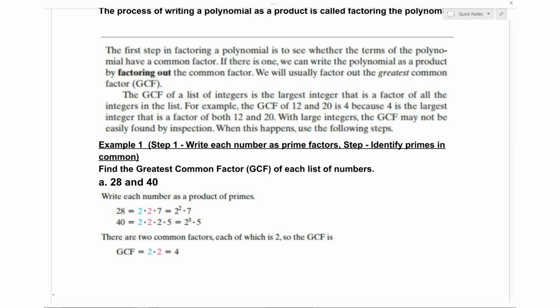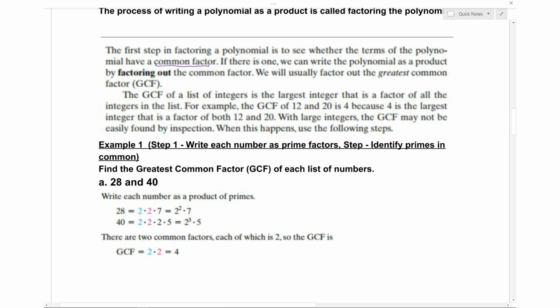The first step in factoring a polynomial is to see whether the terms of the polynomial have a common factor. And you're going to be hearing this a lot, common factor. If there is one, we can write the polynomial as a product by factoring out the common factor. We usually factor out the greatest common factor.